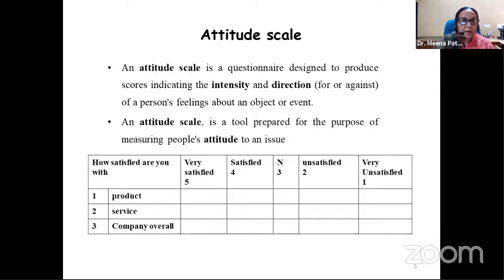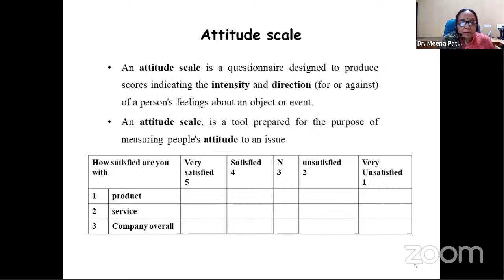As we see, attitude is a quality, but to measure the attitude, there is a need of some scale, which is part of a questionnaire designed to produce scores and which indicate intensity and direction. Another one, an attitude scale is a tool prepared for the purpose of measuring people's attitude to an issue.